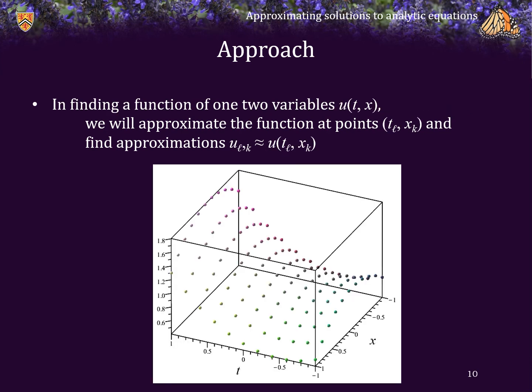If we are finding a function that is of two variables, then we will approximate this function only at specific points again, t sub l, x sub k, and we will find approximations u sub lk that approximate the value at t sub l and x sub k.